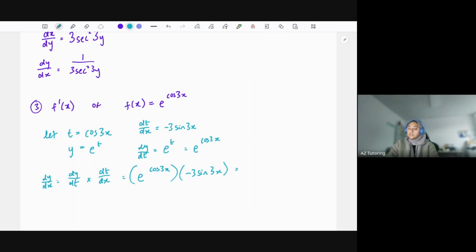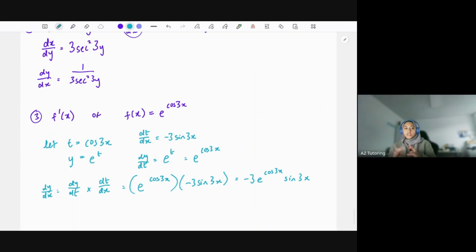Now, in terms of writing this out, I'll probably put my numbers first, then my exponentials, and then my trig. So it'd be minus 3 e to the power of cos 3x sine 3x. So I've just rewritten the order. So that's a good summary of testing everything in terms of chain rule, exponentials, and trig as well. So that's a pretty good example.